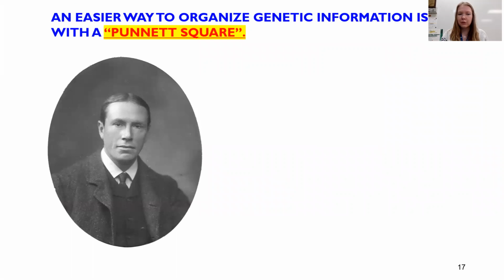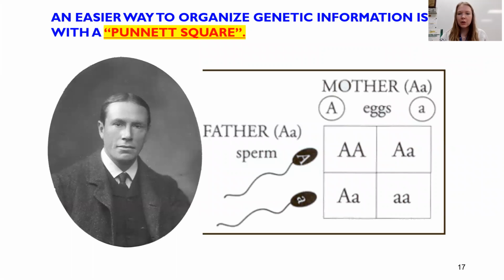So this is Reginald Punnett. He's the one who came up with the Punnett squares. And you can see the Punnett square here is a box with 4 other boxes in it. And you have one parent on top and the other parent on the side.